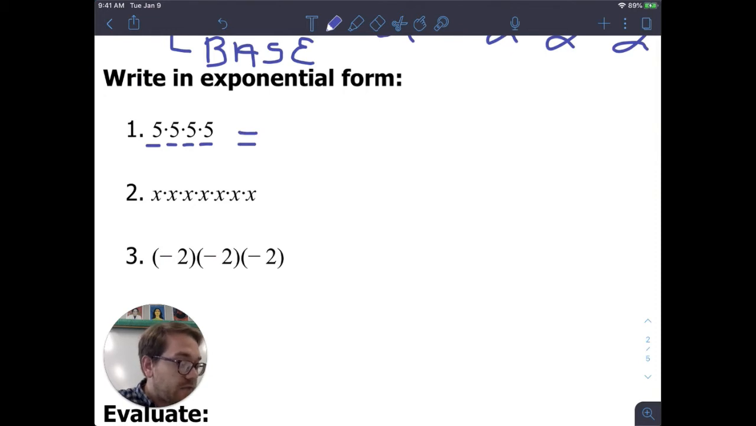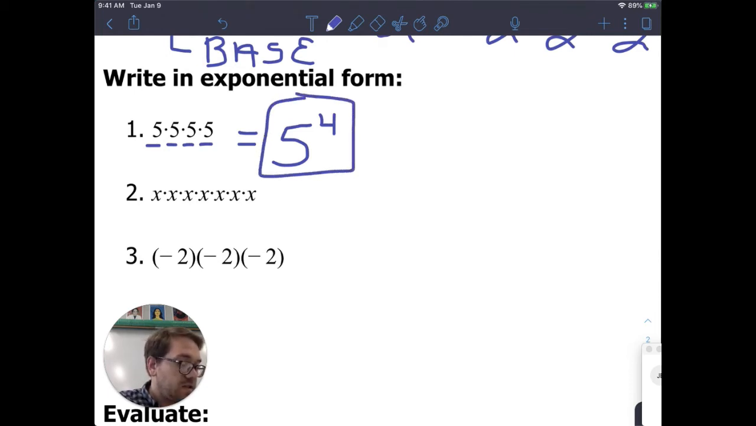So 5 times 5 times 5 times 5 is the same thing as 5, and then I'm going to raise it to the exponent or the power. The exponent power is how many times you're multiplying it. Well, how many 5's do we have? 1, 2, 3, 4. 4 5's. So 5 times 5 times 5 times 5 is equal to 5 to the 4th power. And that's how we would write that in exponential form.